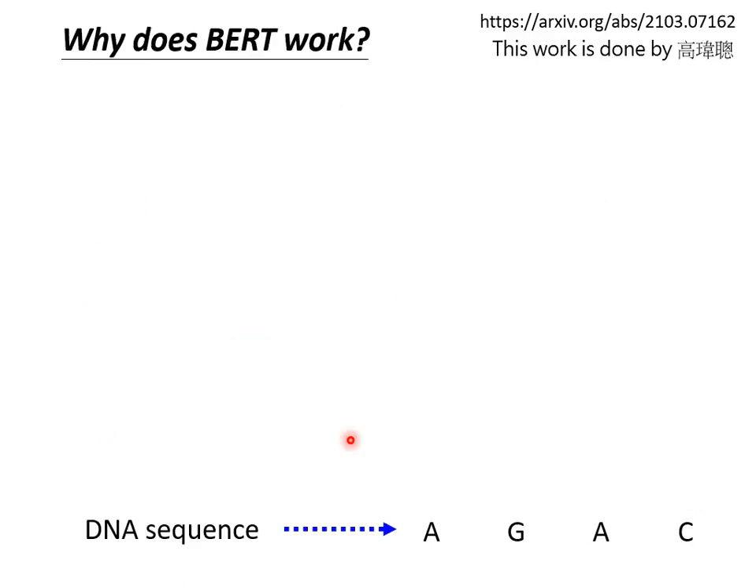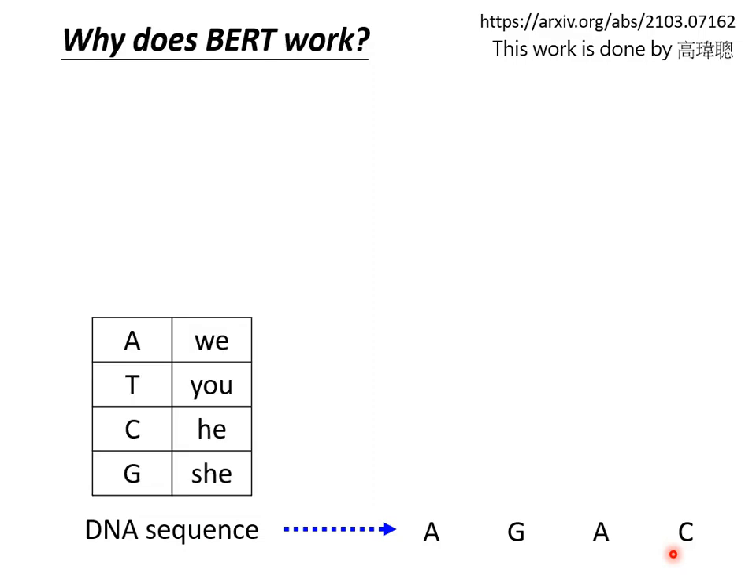Here is the magical part. DNA can be represented by ATCG. Now, we are going to use BERT on DNA classification. How? We assign each letter to a corresponding English vocabulary. For example, A as we, T as you, C as he, and G as she. The corresponding words are not important. You can generate them randomly.